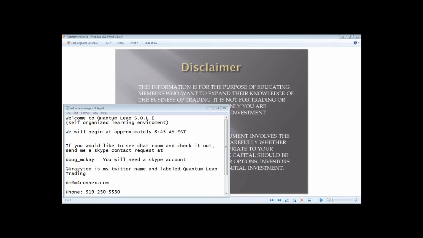Good morning, everyone, and welcome to the Quantum Leap morning homework session where we do our pre-market analysis and trade level setup for trading the ES. It is Wednesday, January the 15th, 2014.